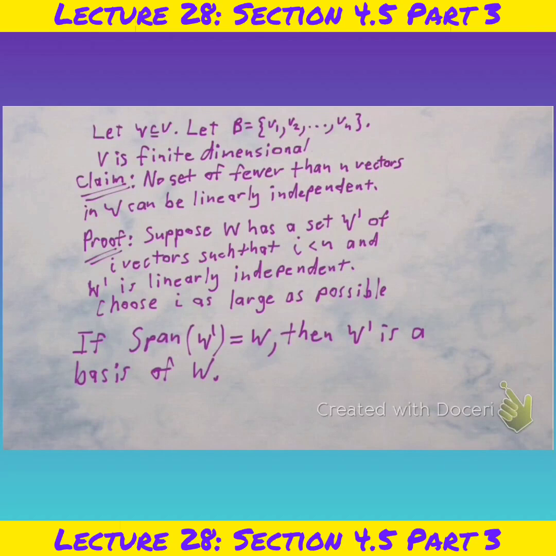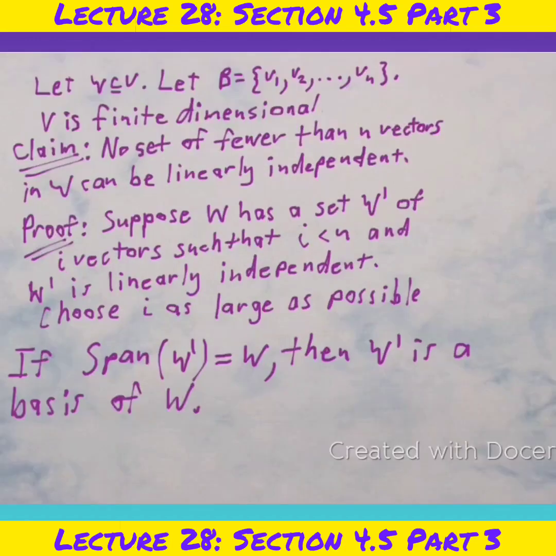Now, if it happens that the smaller set W prime spans the capital W, then W prime is a basis of W. And that's going to mean that W is finite dimensional, because W prime has got i vectors in it, and i is strictly less than n. And remember, we said W prime is linearly independent, and if it spans W, then we are done. So we may assume that the span of W prime is not W.